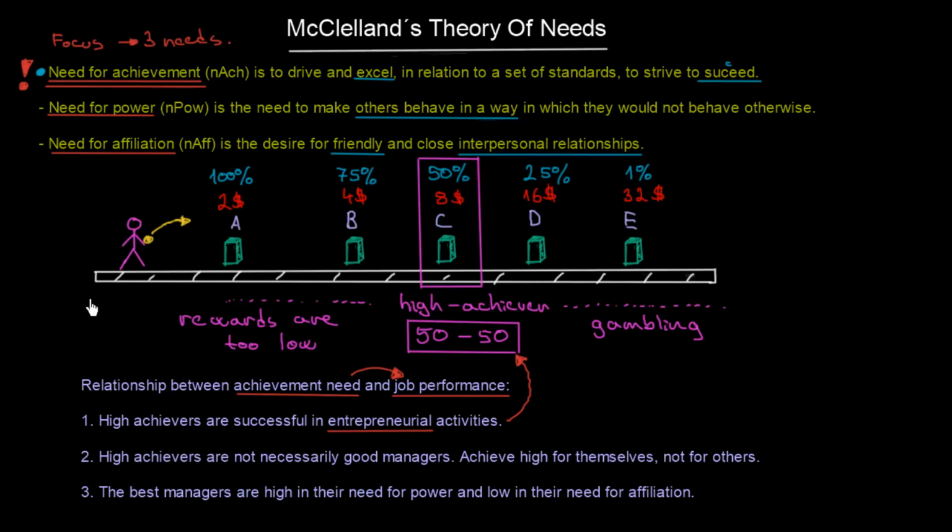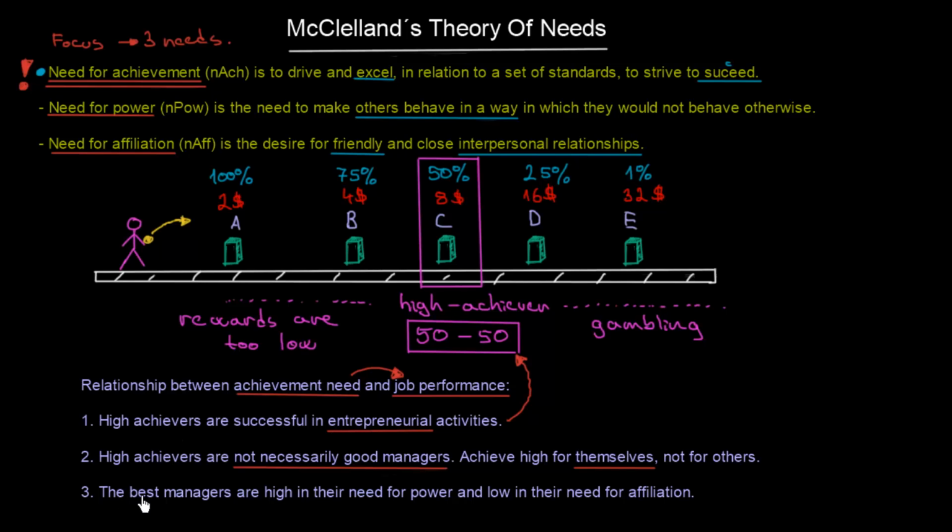Well, second proposal, high achievers are not necessarily good managers. They achieve high for themselves, not for others. Well, this means that managers, if you are a manager, you are supposed to try to influence others, your subordinates, to achieve high. However, your need for high achievement is just for you and not for the others, which means that when you have a high need for achievement, quite likely you are not going to be a successful manager, and more likely you are going to be an entrepreneur.